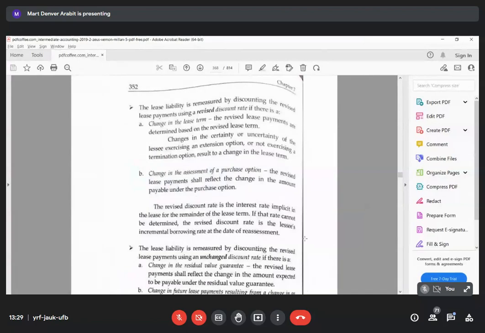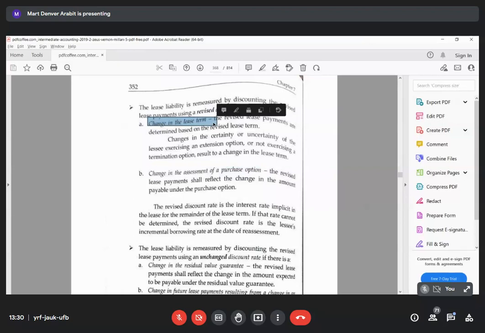So, the lease liability is remeasured by discounting the revised lease payment using a revised discount rate. If there is a change in the lease term, or the revised lease payments are determined based on the revised lease term, and there is a change in the assessment of a purchase option. Ito lang yung usual na reason para magkaroon ng changes in lease payment since mababago yung lease term, mas lalaki pa yung present value ng lease natin. Okay, that is the case.